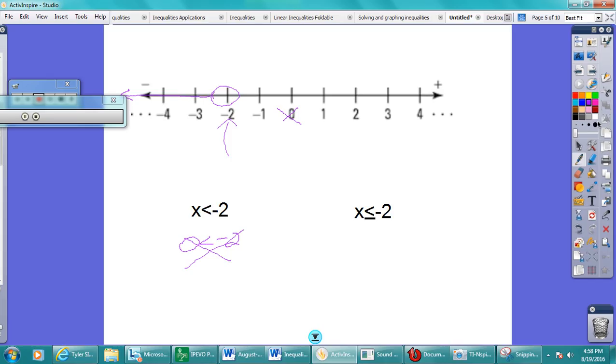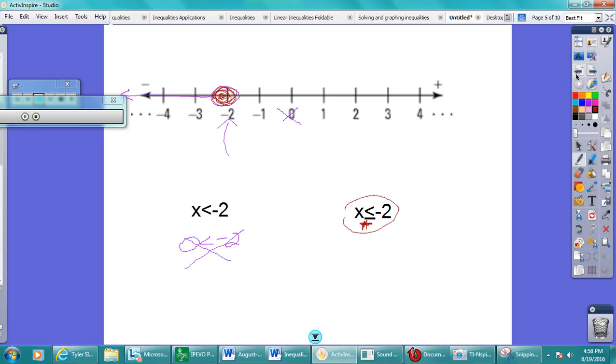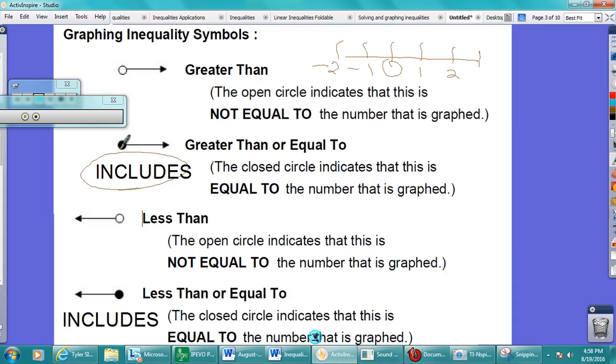Now, I have x is less than or equal to negative 2. We already found negative 2. We already know that our arrow is going to go to the left. The difference between the less than or equal to and just the less than is that now we're going to include negative 2. So now our circle is solid. Here we go back: greater than, open circle to the right; greater than or equal to, solid circle. Less than, open circle to the left; less than or equal to, solid circle to the left.